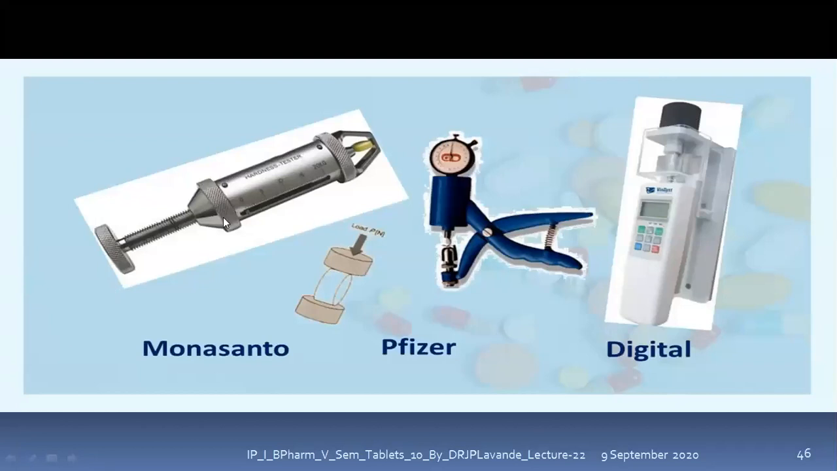So the first one that is very common, you can see this is the lab scale tester, and in case of most of the labs you are going to find this. This is the Monsanto hardness tester. The tablet is held like this, then this screw is rotated so that it will exert pressure onto the tablet, so that the tablet gets crushed, gets broken at a particular strength, at a particular hardness.